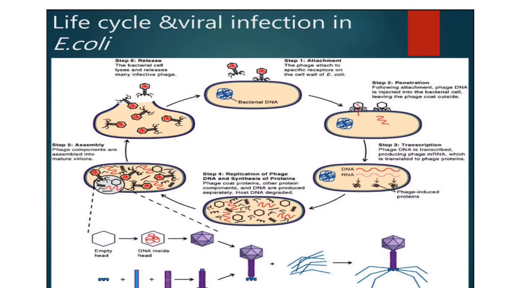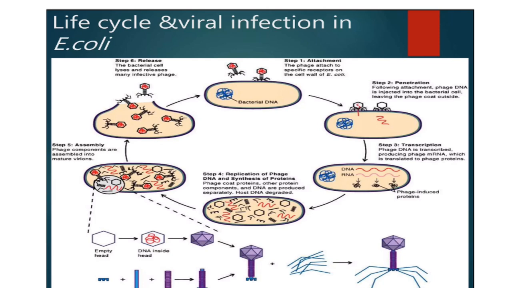Then coming to the life cycle of the T4 bacteriophage in E. coli, you can see in the picture, the first step is the attachment phase. The phage attaches to the cell wall of the E. coli, then penetration. Following the attachment, the phage DNA is injected into the bacterial cell, leaving the phage coat outside. Then transcription. In this phase, they produce the mRNA, which is translated into the phage protein.